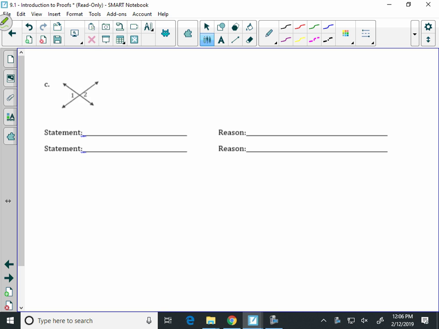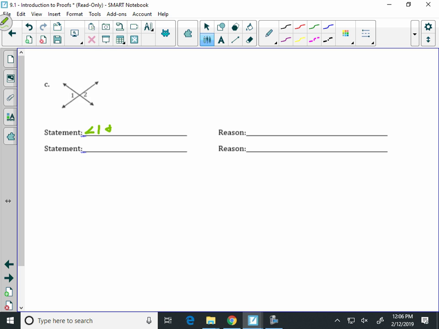They both have the same. You're right. But before we get to that, why can we say that though? What type of angles are they? You're on the right track. What type of angles are 1 and 2? Starts with a V. Vertical. They're vertical angles. So we can state that.